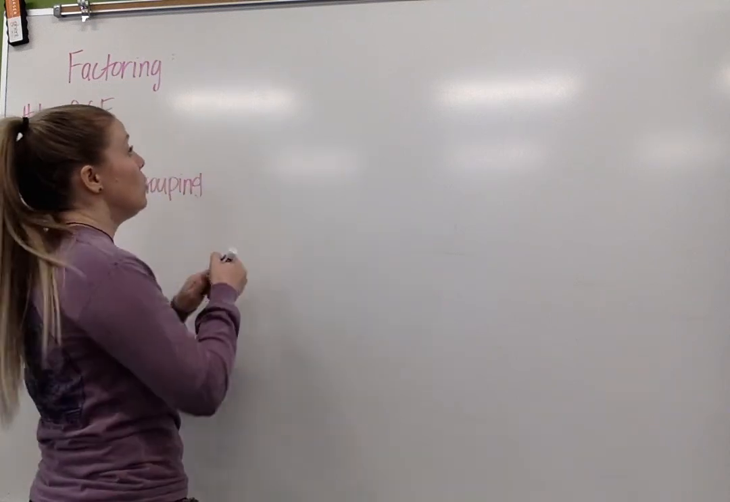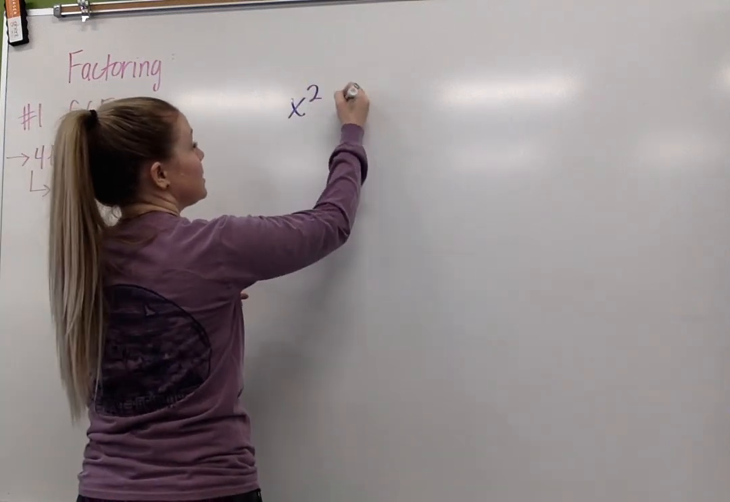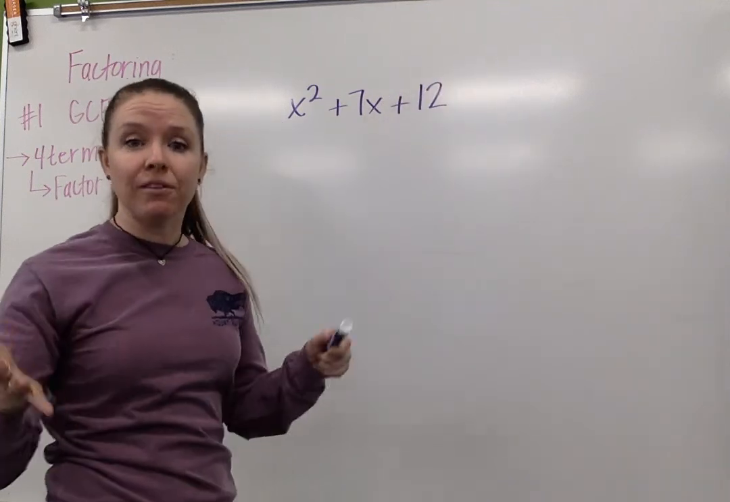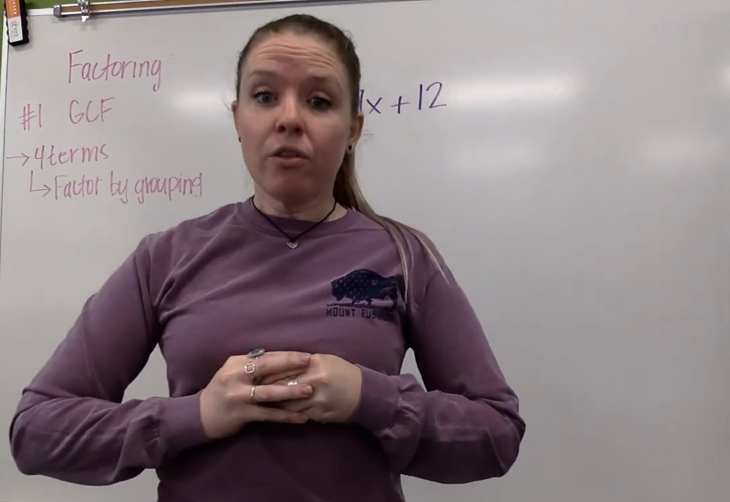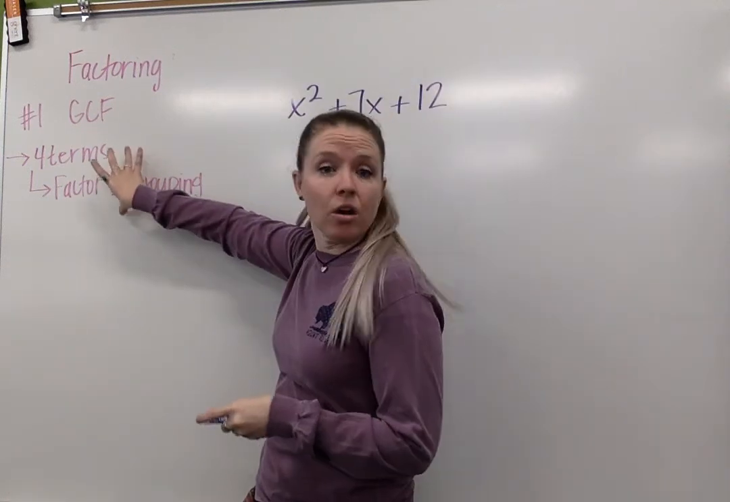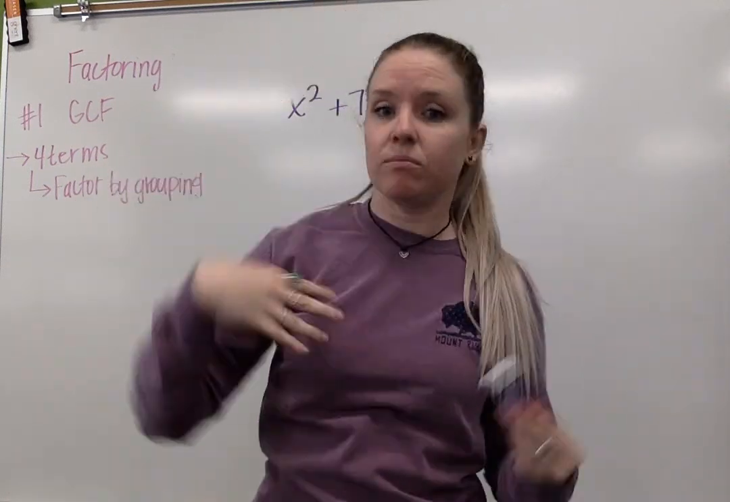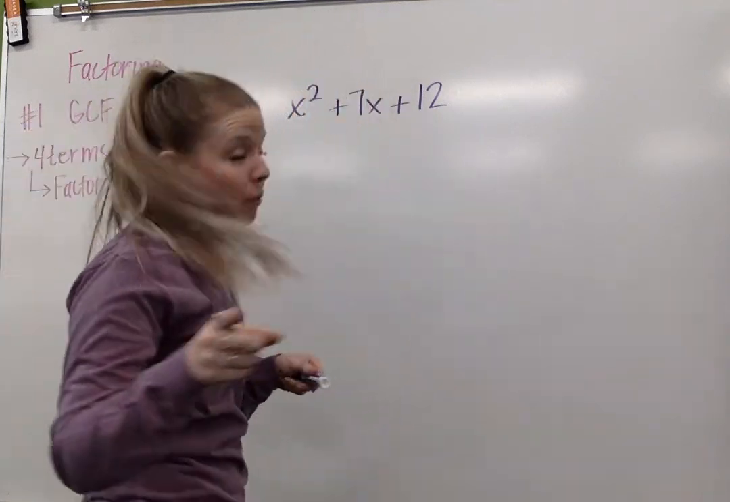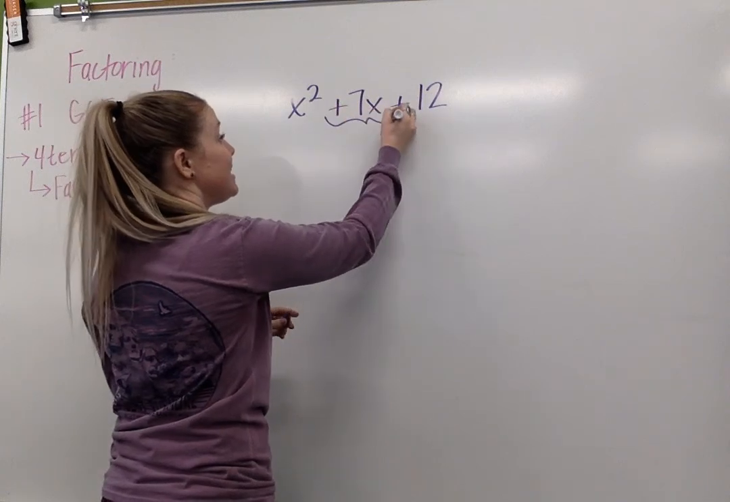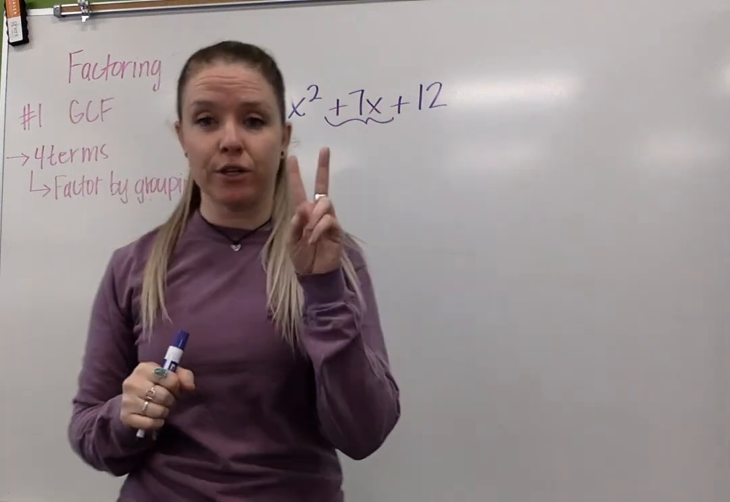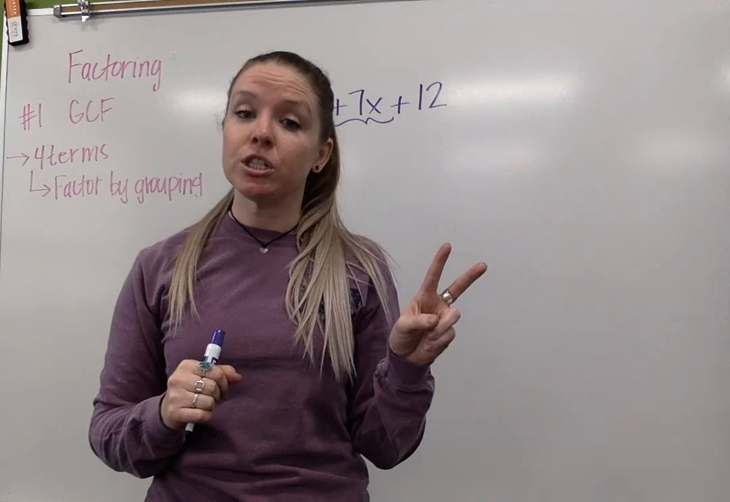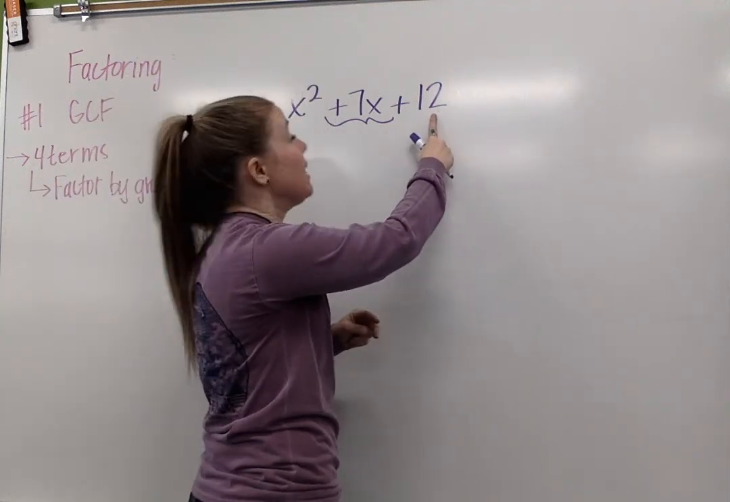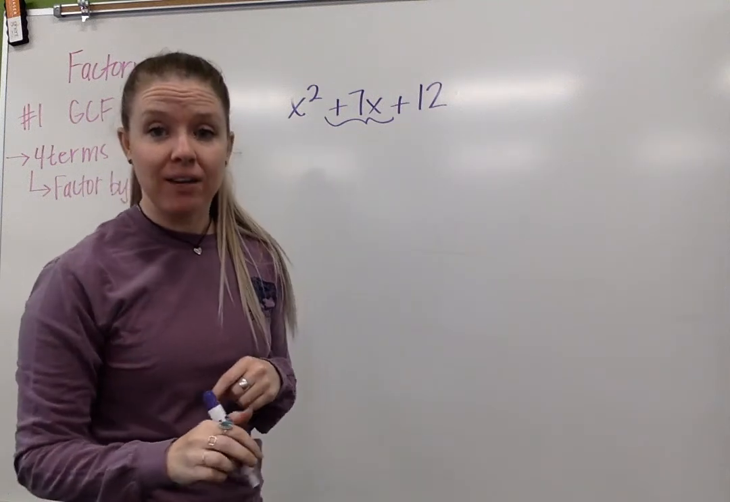So let's say we are looking at x squared plus 7x plus 12, and we need to factor this. Well, the cool thing is we already know how to factor when we have 4 terms. So let's make our polynomial have 4 terms. We're going to split the 7x into 2 different terms. How we do that is we look at the factors of 12 that will help me split a 7.